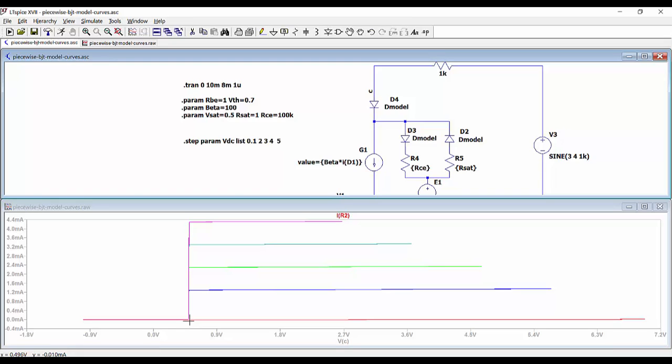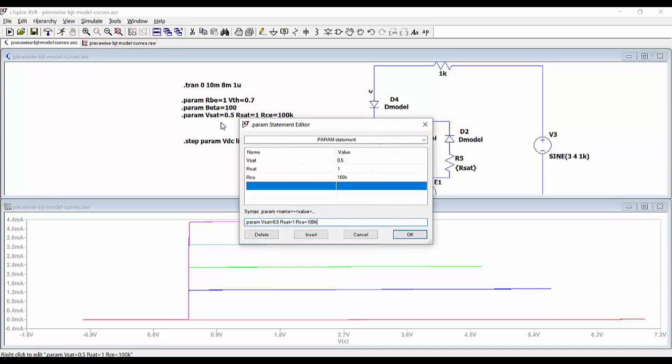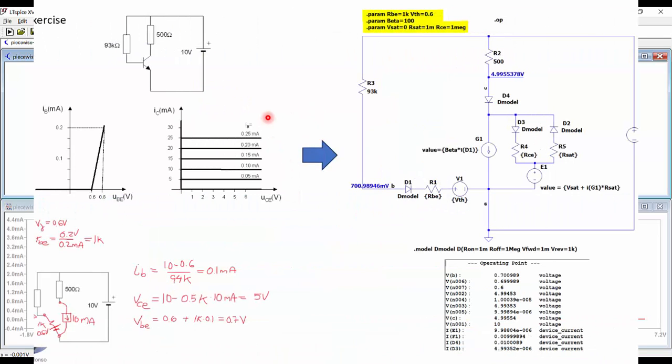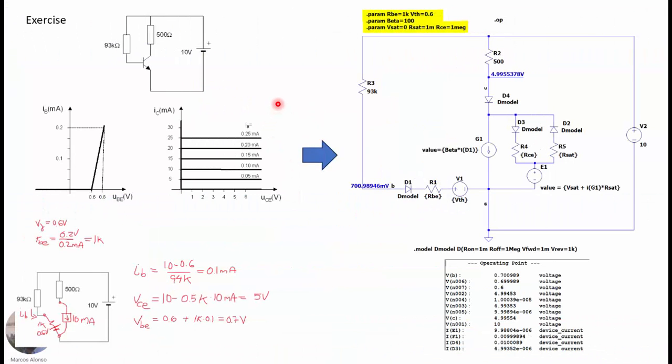We can make our transistor even more ideal, so we can select here a smaller VSAT, maybe 1 millivolt. So we can run the simulation again and we can see that now we have an almost ideal transistor. This is an example of application of this model.